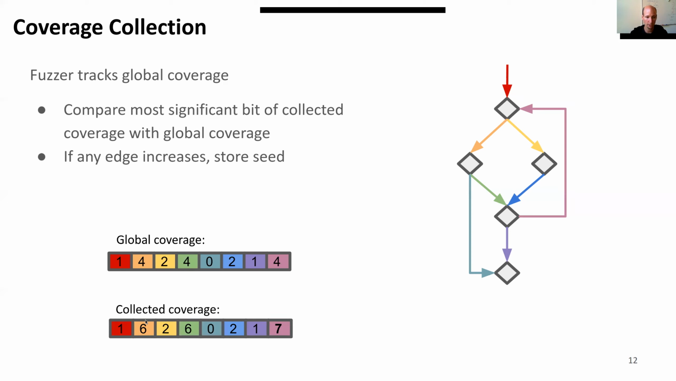There is no change here. There is no change here. Most significant bit is 4. There's no change here, no change here, and so on. Therefore, we conclude that the seed that caused this coverage over here was not executing any interesting behavior.